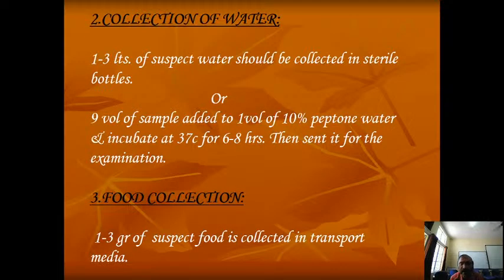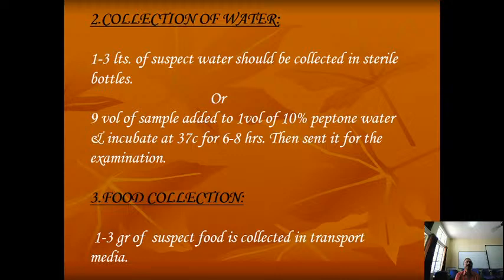Water also you take, we have already taught you how to take a sample of water. If you're taking it from a stream, it should be midstream. If you're taking it from a tap, ensure the water runs for some time. Then take it in a clean, sterilized container. So you take about 1 to 3 liters of suspect water in a sterile container.